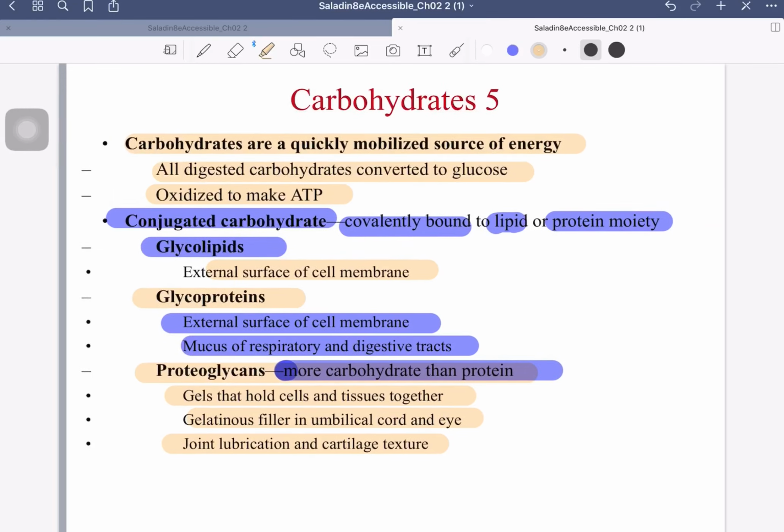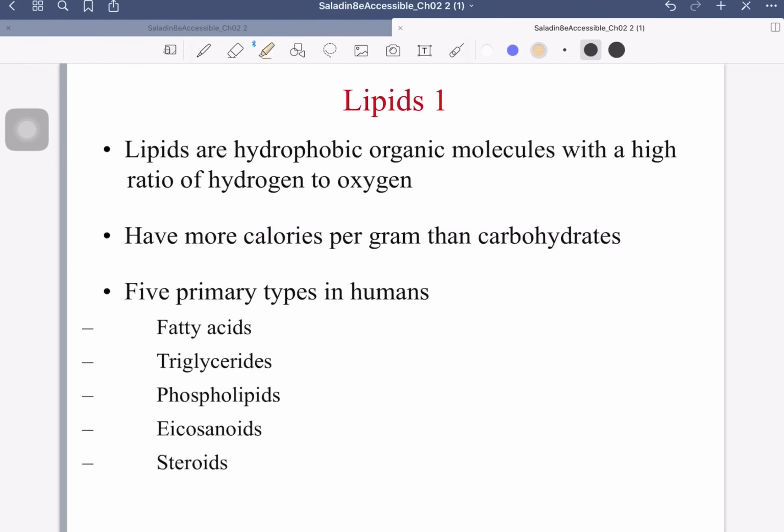All right, so that was a quick walkthrough of functional groups and carbohydrates. Next video we'll come back and start to look at the world of lipids.